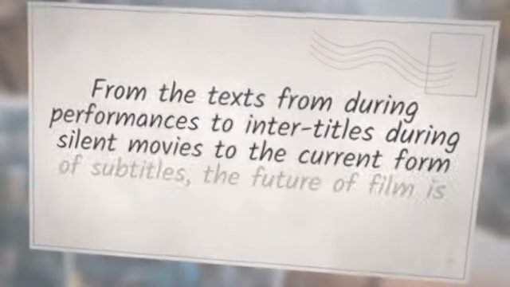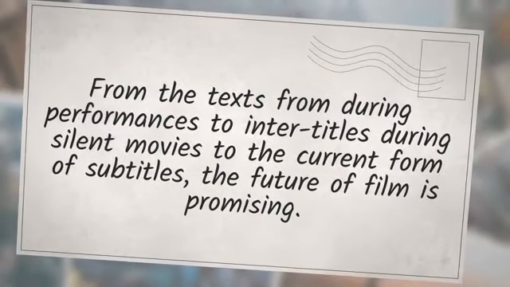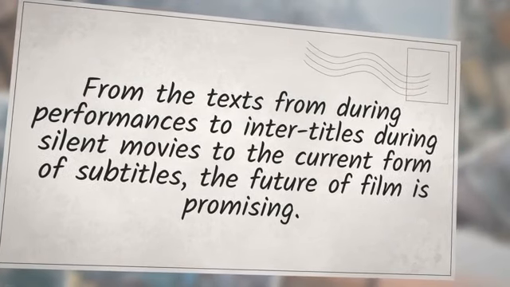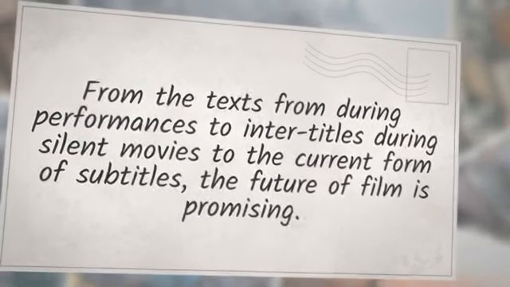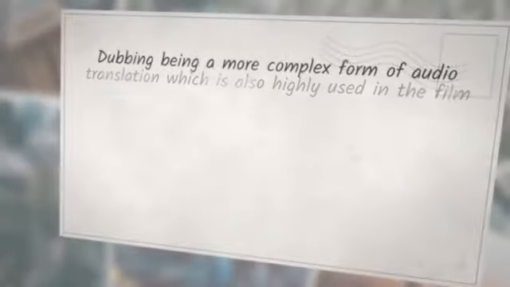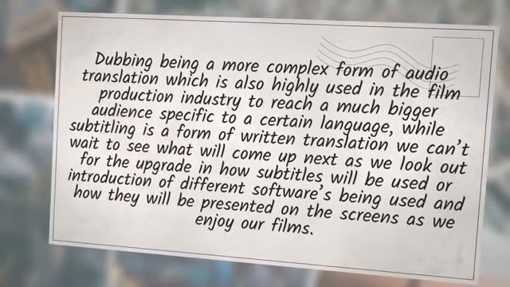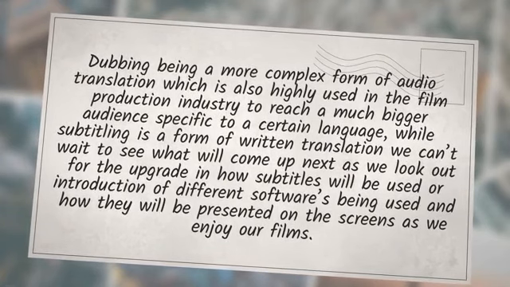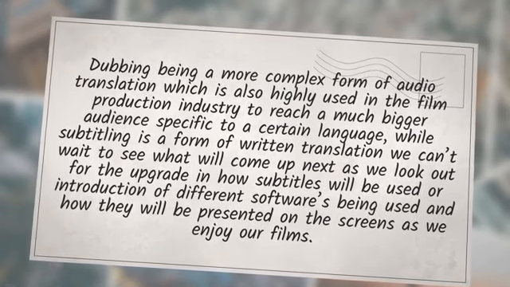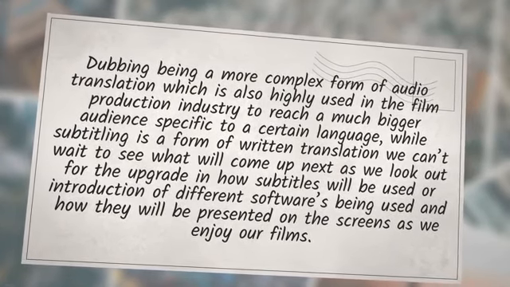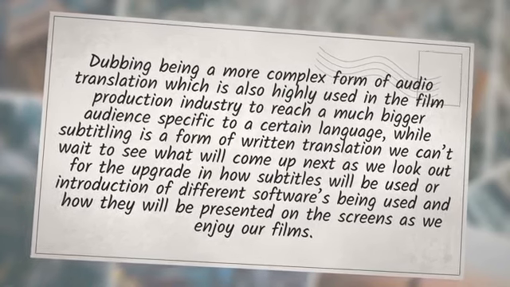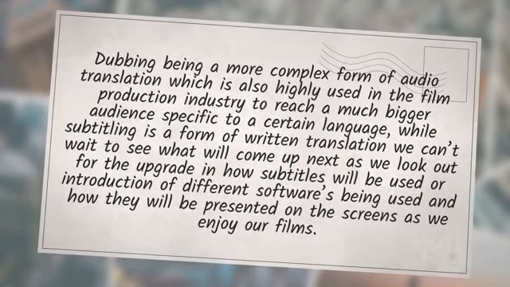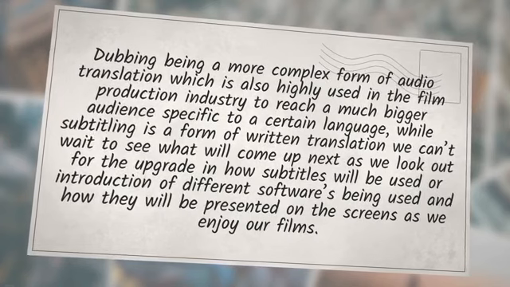From the texts during performances to intertitles during silent movies to the current form of subtitles, the future of film is promising. Dubbing is a more complex form of audio translation, which is also highly used in the film production industry to reach a much bigger audience specific to a certain language, while subtitling is a form of written translation. We can't wait to see what will come up next as we look out for the upgrade in how subtitles will be used, or the introduction of different software being used and how they will be presented on the screens as we enjoy our films.